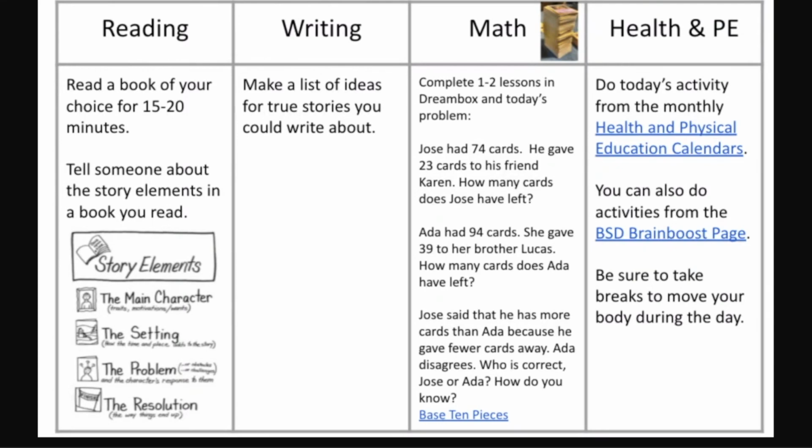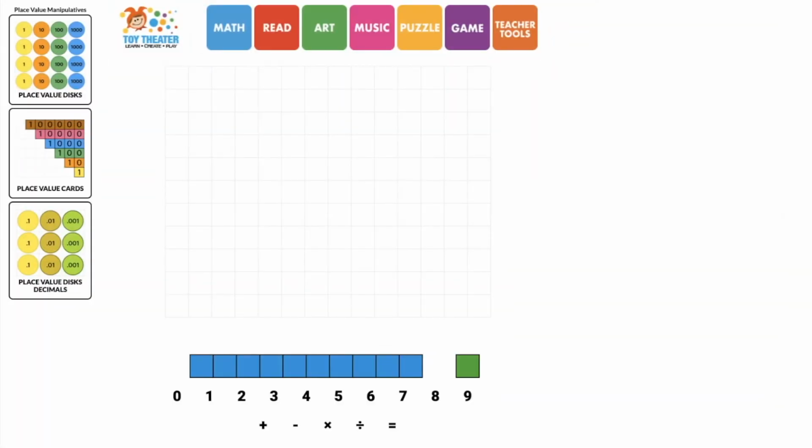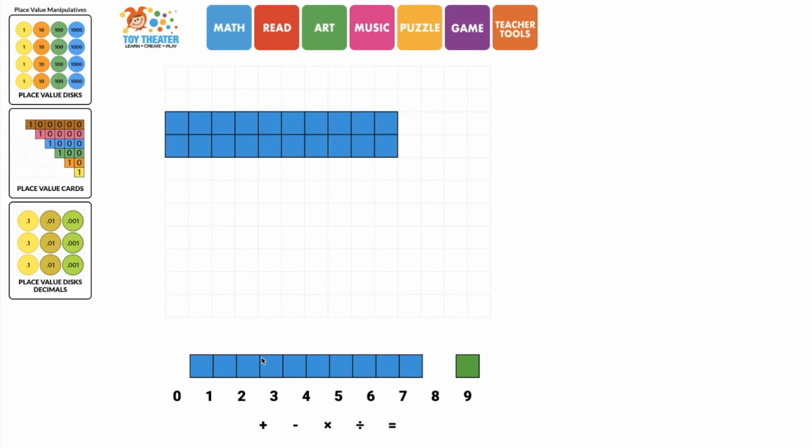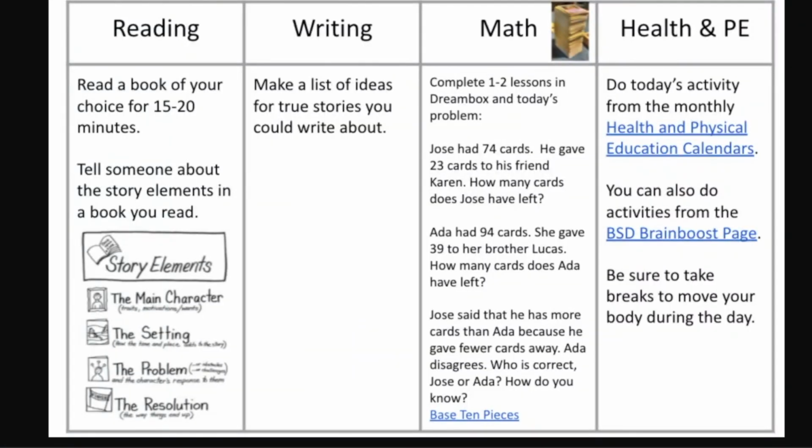Now, there's a link there at the bottom to base 10 pieces. And if you click on those blue words down there, it takes you to this site right here. And this site gives you some manipulatives that perhaps could be helpful to you. So if they had, I don't know, 31 cards, right? And I wanted to take away a specific amount, I could do that here. So you're welcome to use these blocks if that helps you to be able to solve those problems.